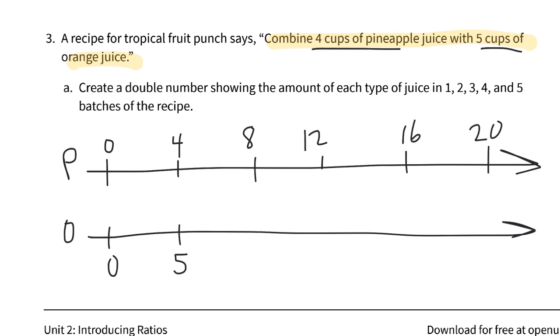Because if you want multiple batches, if you want 2 batches, you're going to have to double the 4. If you want 3 batches, you're going to have to triple the 4 or just keep adding by 4. And so now our corresponding amounts of orange, if you are going to double the batch, it's going to go from 5 to 10. And we could start to see that our orange is going to go up by 5 each time. So that's going to be 15, 20, and 25.